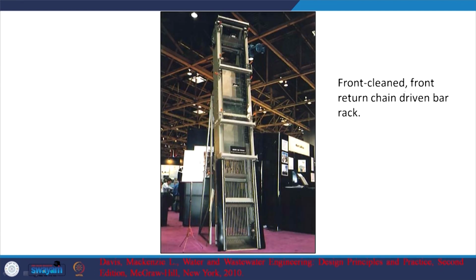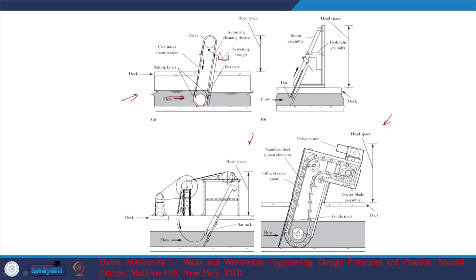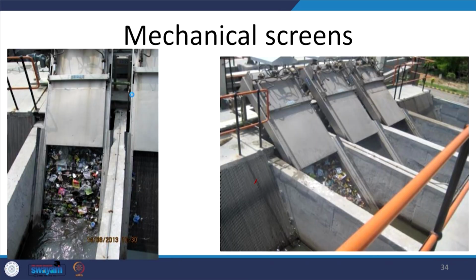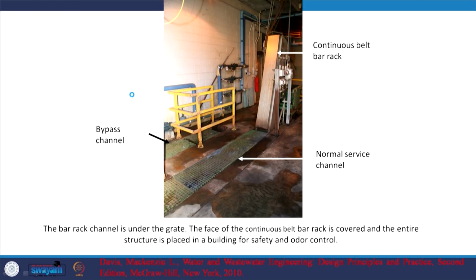So, front cleaned, front return, chain driven rack. That is the picture that we saw out here, this kind of one. Variations of it are also used widely in India. And now it is installed out here, as you can see, the continuous belt bar rack, and the water is coming in this direction. You can see the continuous belt operating, it is all covered, and the waste is being collected out here.